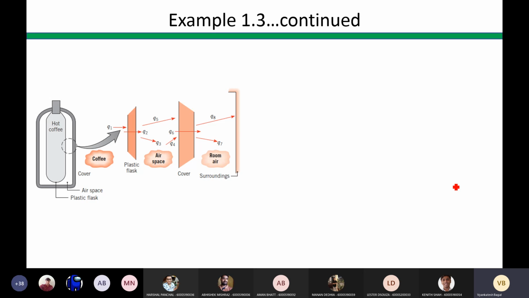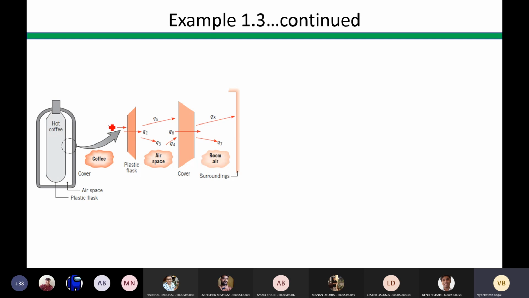Now look at how this problem is split, or how the contribution of the conduction, convection, and radiation is thought about in this particular situation. So you just try to understand using these notations, and then I will project what is this Q1, Q2, Q3, Q4, Q5, Q6, Q7, Q8, all these Qs.